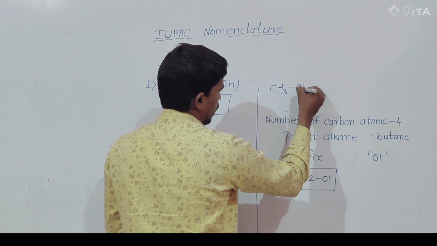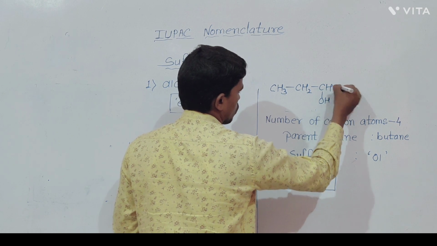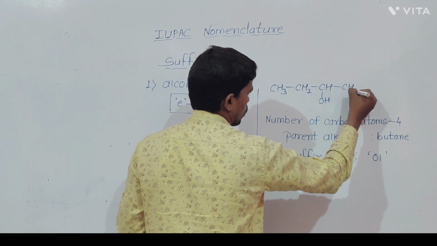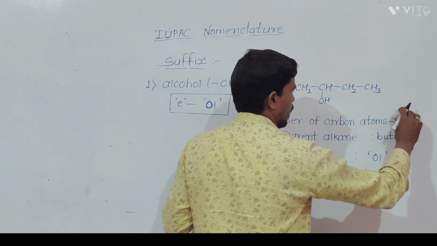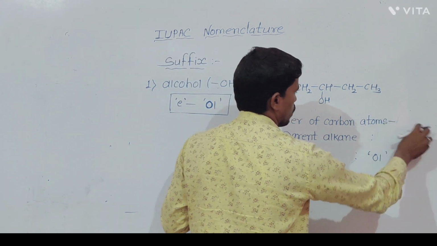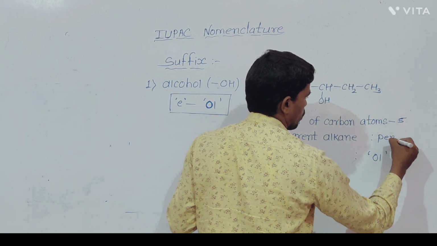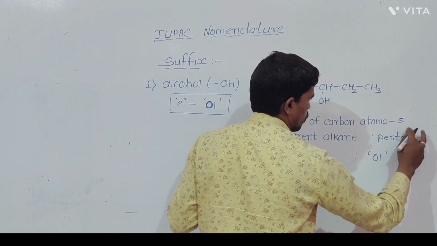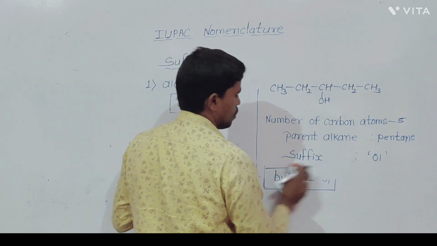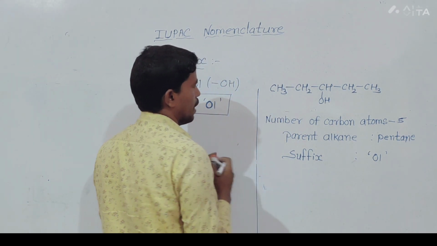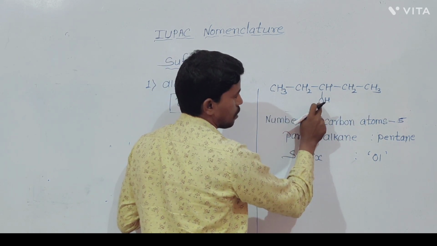CH3, CH2, CH, OH, CH3, CH2, this is the CH3. Here the number of carbon atoms in the straight chain is 5, and the parent alkane of 5 carbon atoms is pentane, and OL is the suffix used for OH. This OH is present on the third carbon atom, because from this side it is on third, from this side it is on third.